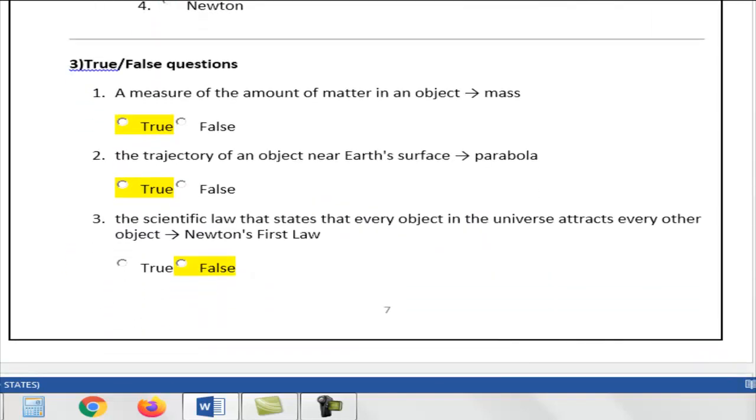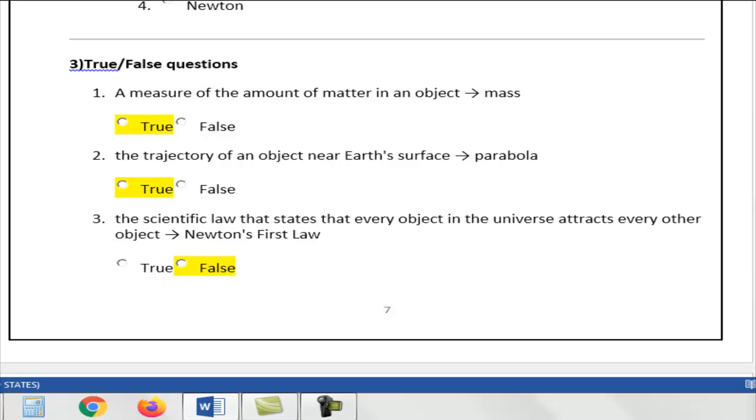Number 3, true or false. 1. A measure of the amount of matter in an object is the meaning of mass, true or false? Yeah, so the answer here, it will be true. The trajectory of an object near Earth's surface, it will be parabola. Yeah, it will be true.